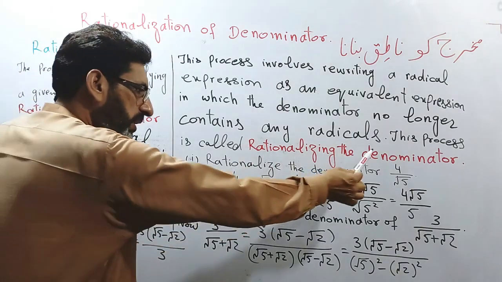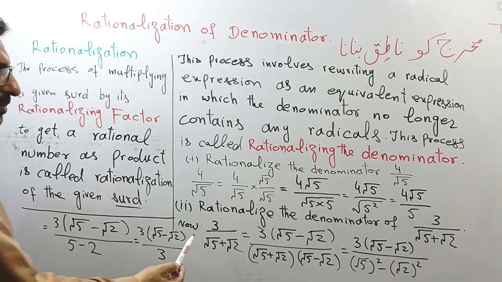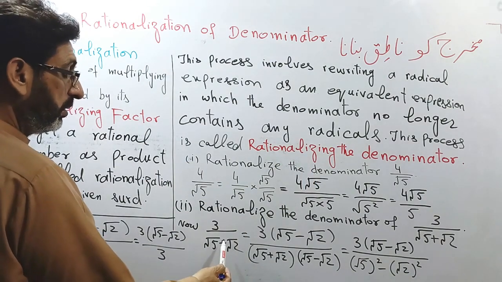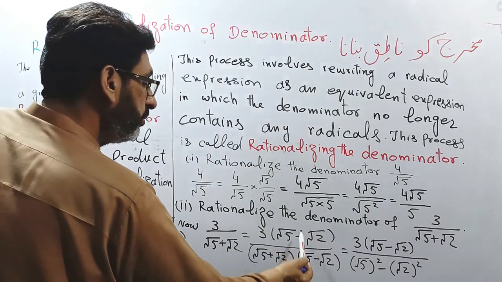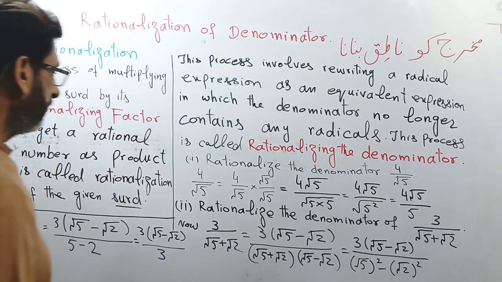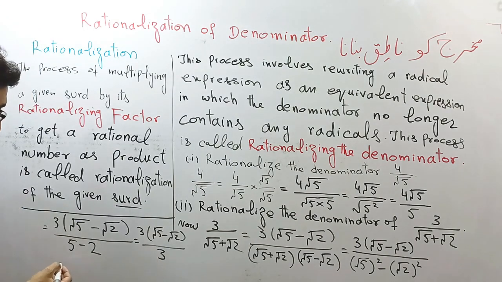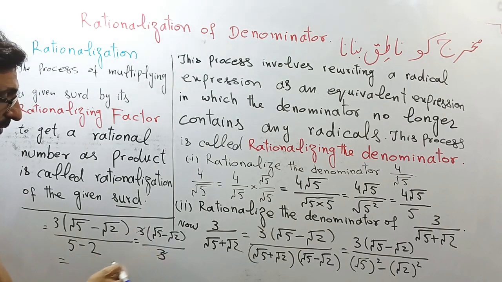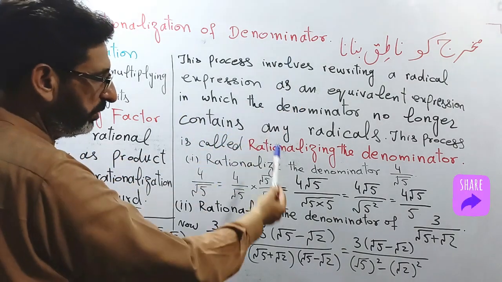When we rationalize the denominator, it means to make the denominator a rational number by multiplying this binomial surd with its conjugate factor, and this is called the rationalizing factor. We get 3, which is a rational number. Now we can cancel this 3 with this 3, and we get 3 square root of 5 minus square root of 2. This is the process of rationalization of denominator.